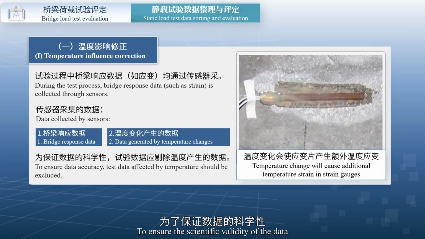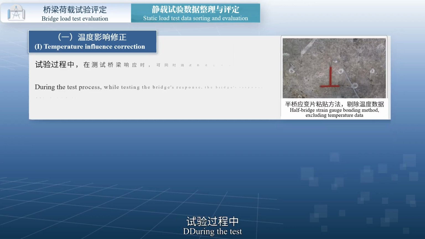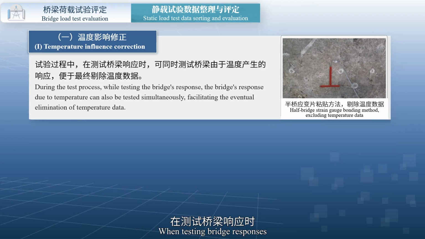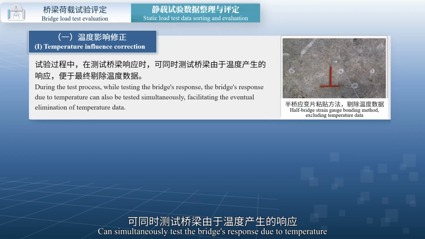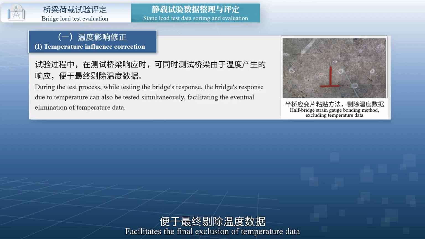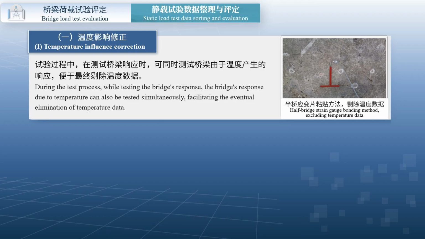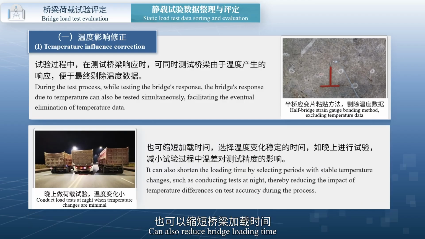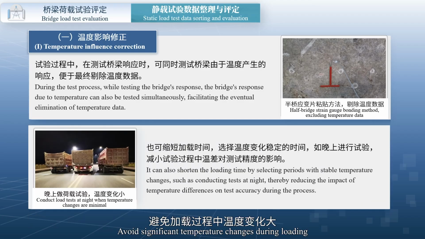To ensure the scientific validity of the data, data caused by temperature should be excluded from the data obtained from tests. Therefore, during the test, when testing bridge responses, we can simultaneously test the bridge's response due to temperature. This facilitates the final exclusion of temperature data. It can also reduce bridge loading time and avoid significant temperature changes during loading.